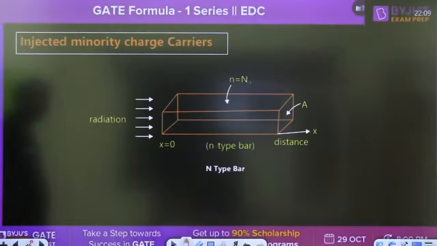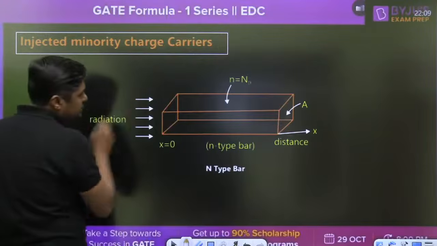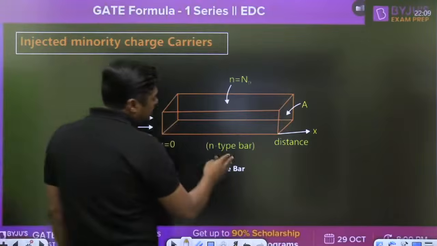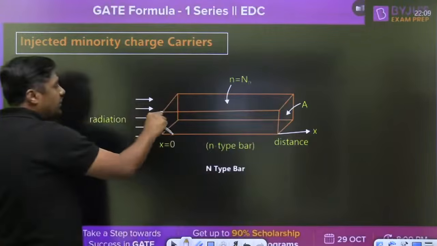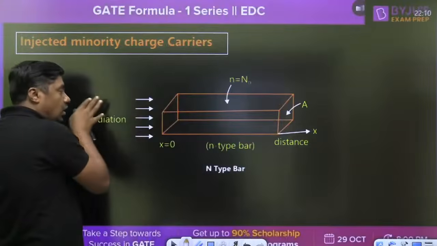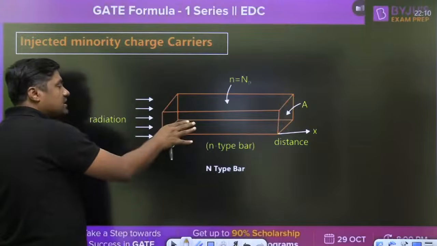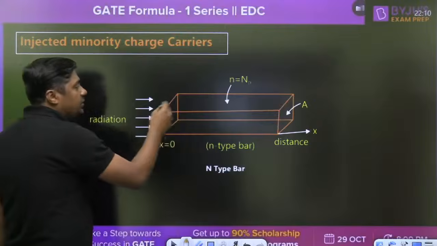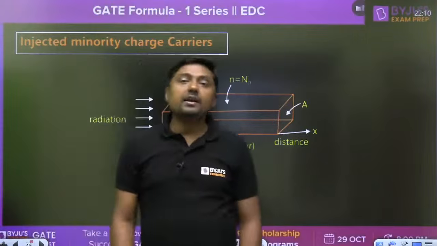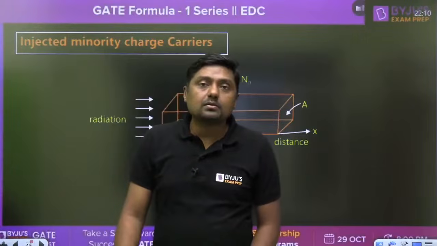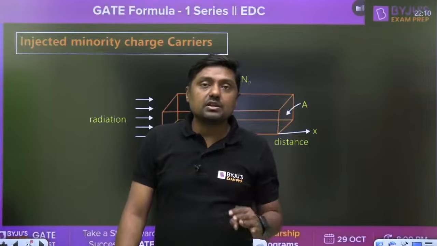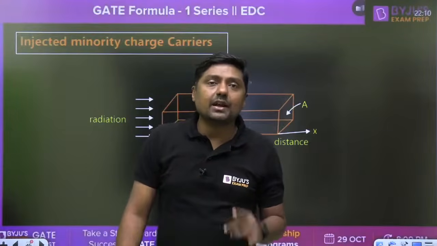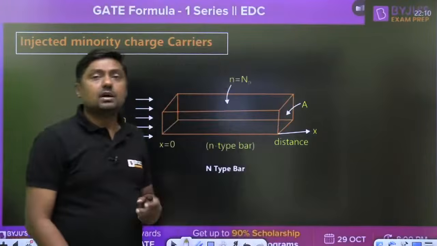Or formula, injected minority carrier. We are giving the radiation at this point, and this is an n-type bar, that is the distance in x. A new hole electron pair is generated here. Now the hole will move from higher concentration to lower concentration. There will be recombination, and in an open circuit bar, the current will be zero. Because of this radiation, there is a development of an internal electric field.